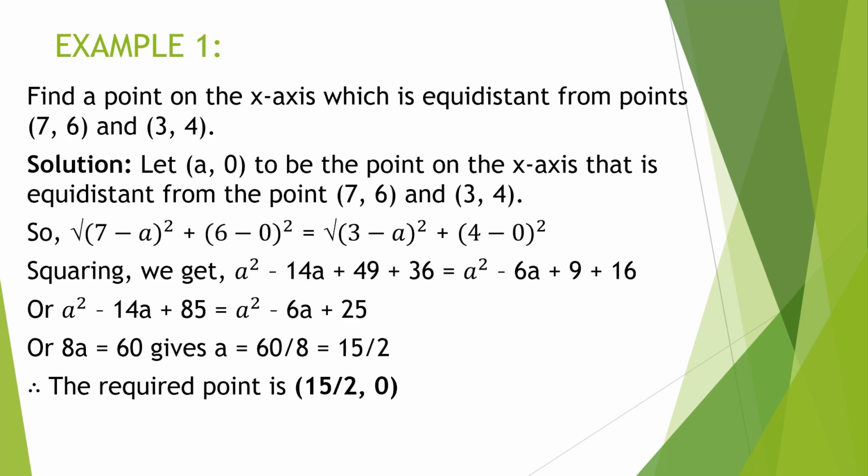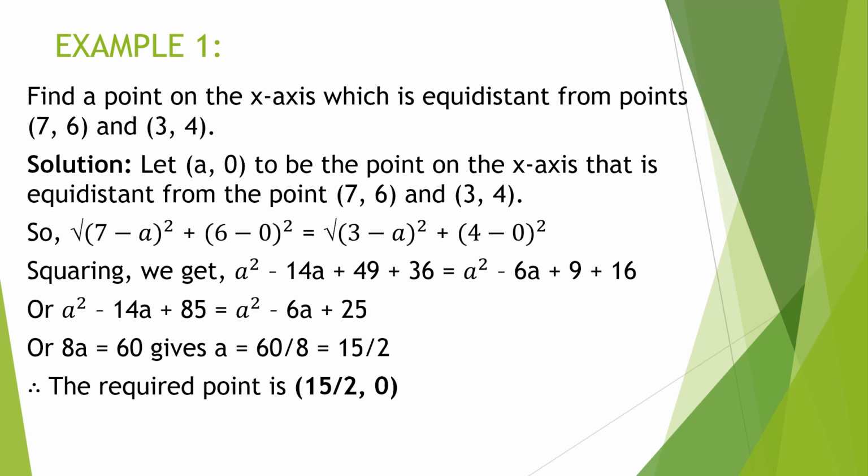We start with the first example. Find a point on the x-axis which is equidistant from points (7, 6) and (3, 4). Now since our point is on the x-axis, its form will be of the type (a, 0). On the x-axis, the y coordinate is 0. So let (a, 0) be the point on the x-axis that is equidistant from the points (7, 6) and (3, 4).